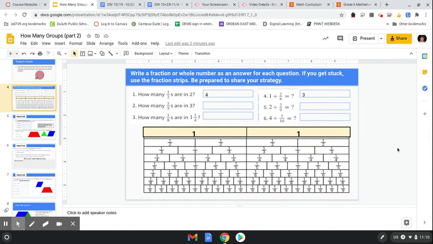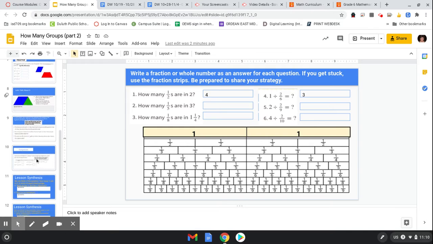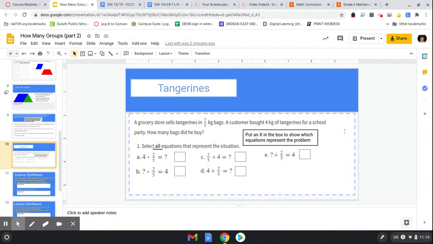So if we added 2 more rows here, we would add another 1, 2, 3, 4, 5. So we know that there are 10 2/5 in 4. So 10 bags. So we know that our question mark here needs to be 10. So let's look at this. Can we take 4 and multiply it by 2/5 and get the answer of 10?